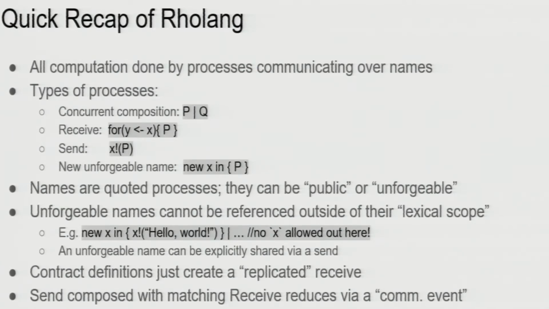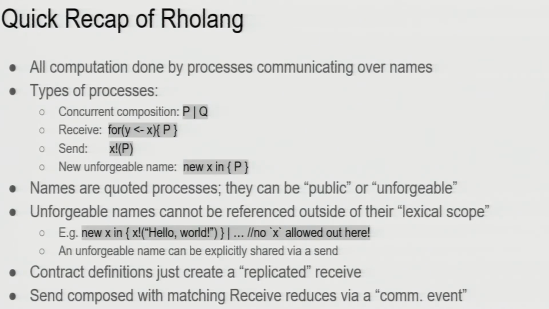And we have send and receive. This is the basic computational piece of Rholang, where you can send a process P over channel X with the bang, and you can then receive it on the other side as a name with the for, and that spawns a continuation as well. And you can create a new unforgeable name, and that name can only be referred to in its own lexical scope, as I note down there.